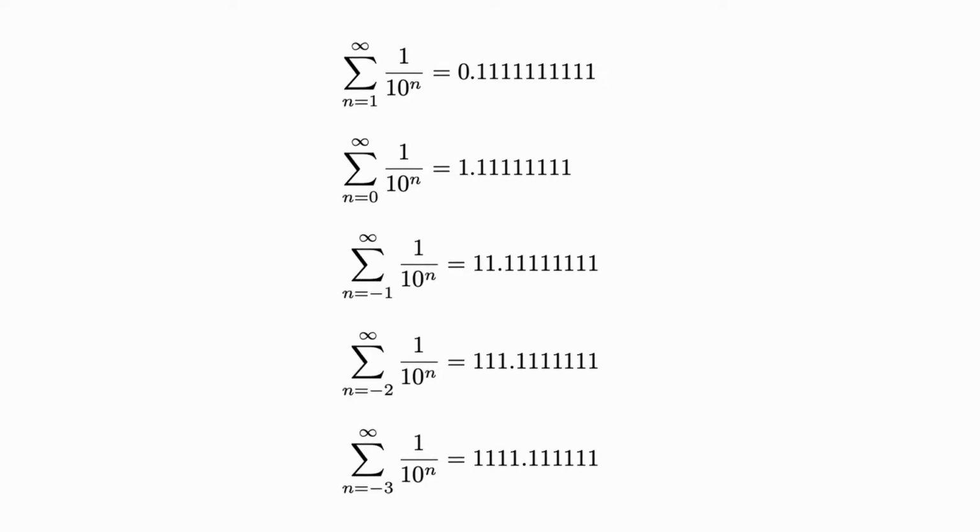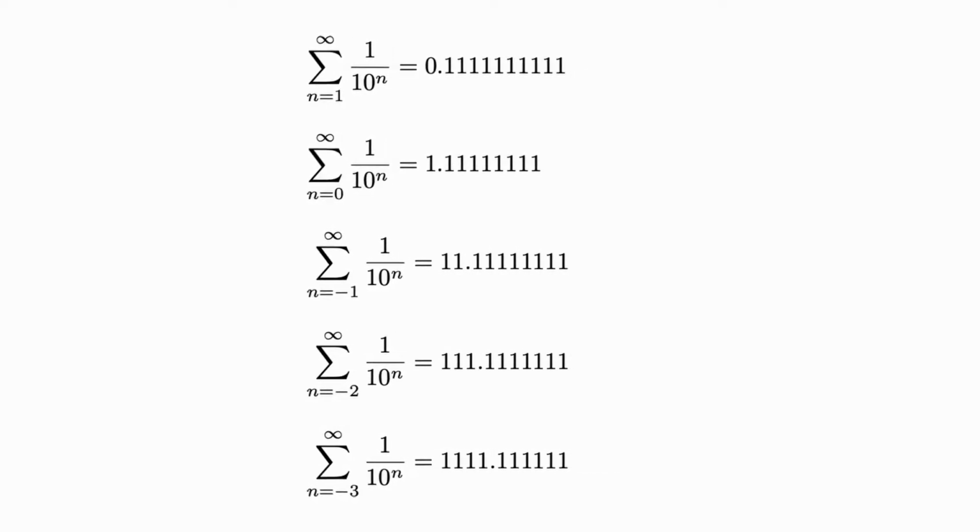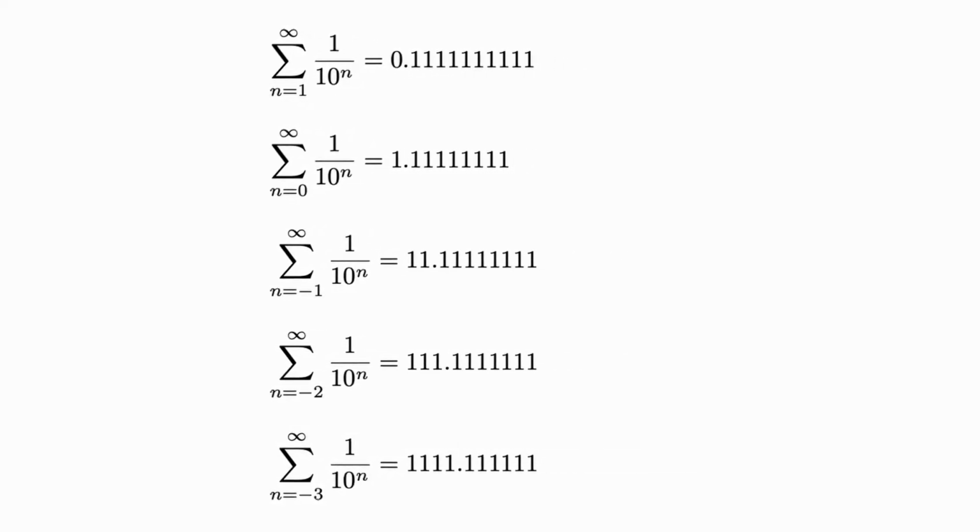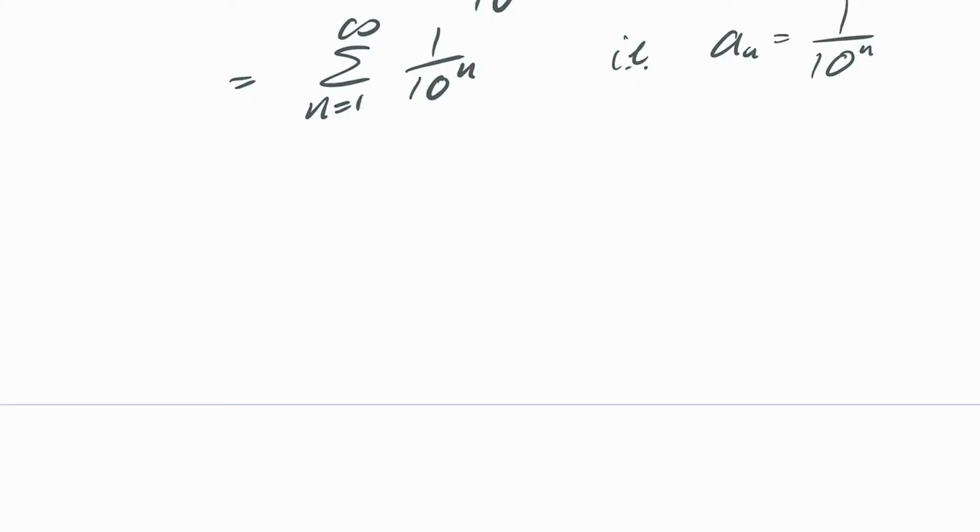And note that we've started the series at 1 rather than 0. In general, you can start at any integer, including negative numbers. In fact, the summation notation is such that you can peel off some of the terms of the series. So for example, we could write this as 1 over 10 plus the rest of the terms if we start at n equals 2 to infinity.